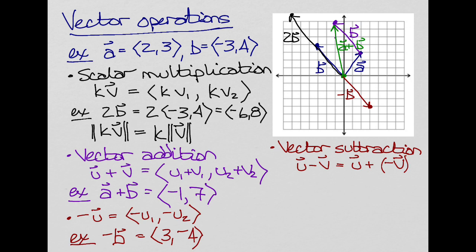Graphically, we'll do it the same way. I'm going to put the initial point of -b at the terminal point of A. So I'm going to go 3, -4. There's -b. And the actual vector A minus b starts at the beginning of A and goes to the end of -b. So here's my vector A minus b.